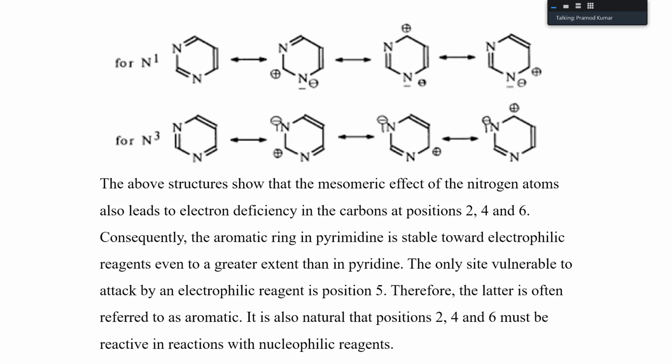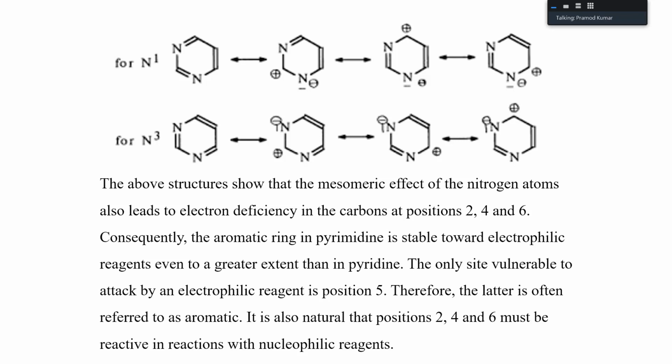So the aromatic ring is stable for electrophilic substitution reaction, even greater than pyridine. Understood? Because it has an electron deficient carbon at the second position and it is stabilized by a nitrogen. That's why it will undergo electrophilic substitution reaction at 2, 4, 6 position. The only site vulnerable for attack of electrophilic reagent is position 5.